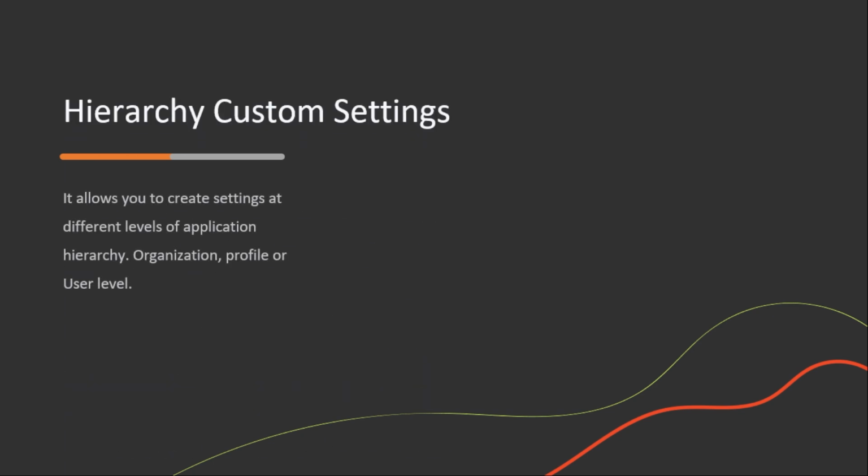It allows you to create settings at different levels of the application hierarchy: organization, profile, or user level. It means that if the profile is different, this profile will get a different kind of discount. The other user will get a different kind of discount. So if we have something like that, where for every profile there should be a different amount of discount we want to give, we need to create the hierarchy custom settings. You'll understand it better once we go on to the example, but I'm just setting up the context here.